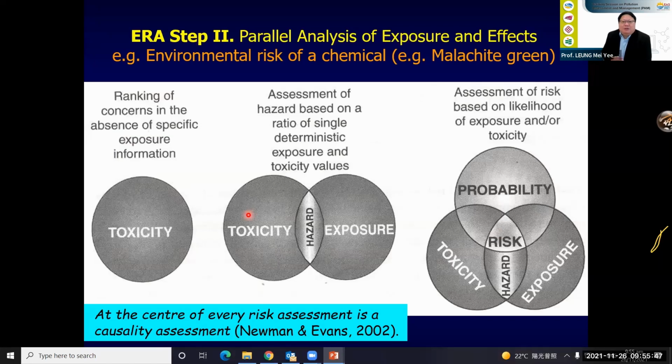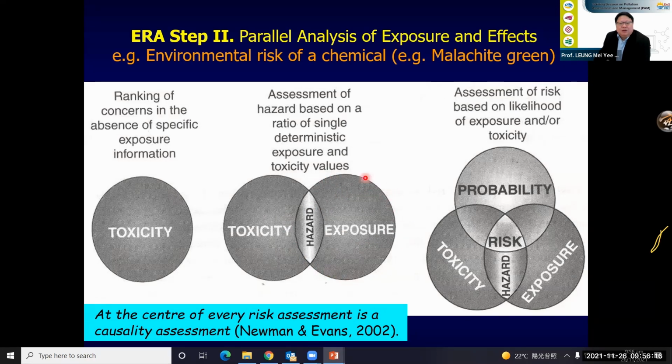Then the next step is to compare the exposure against the toxic effect. But the process is not straightforward. We can define the toxicity like an effect concentration or lethal concentration. We can gather those data from the laboratory. But at the same time, we also need to examine the exposure scenario.